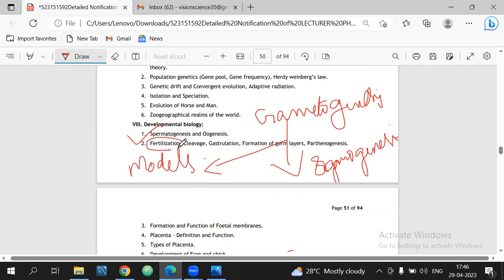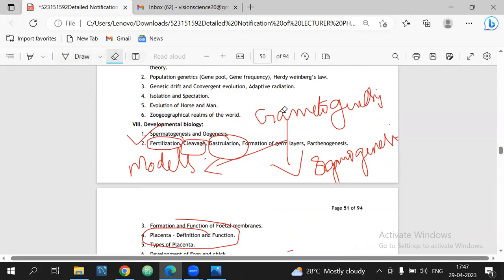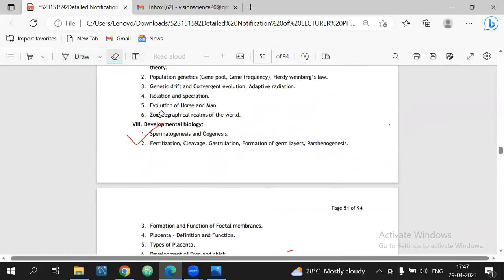So how does the fertilization occur in the sea urchin? How does the cleavage occur in the sea urchin? How does the cleavage occur in the frog? How does the cleavage occur in the mammals? Same with the gastrulation. And you have to read the placenta, types of placenta also, which were asked in the Telangana SET 2022 exam also. Very important unit where you can expect 5 to 8 questions in our DL exam.